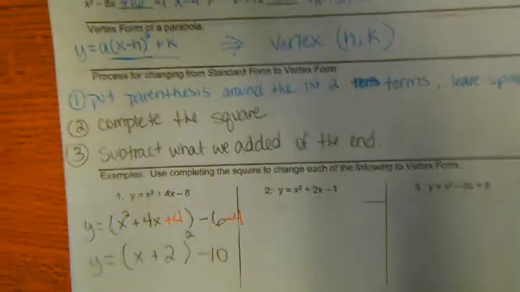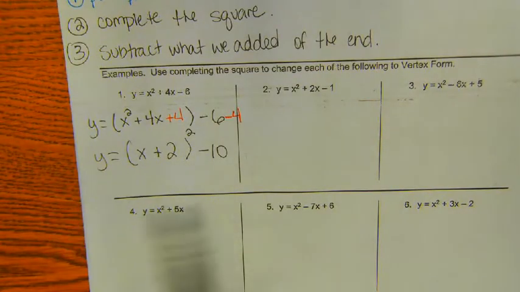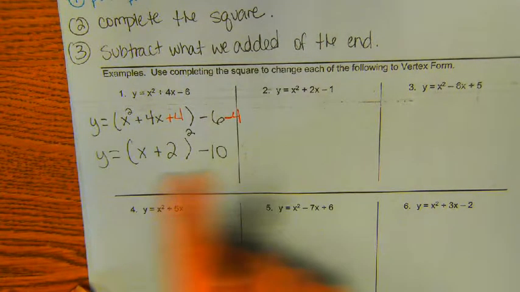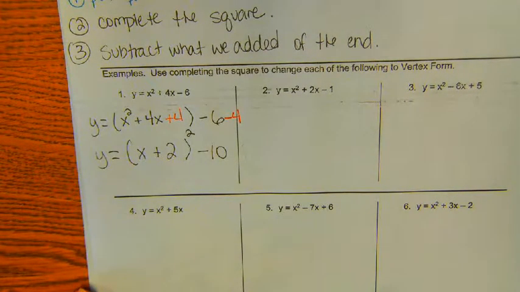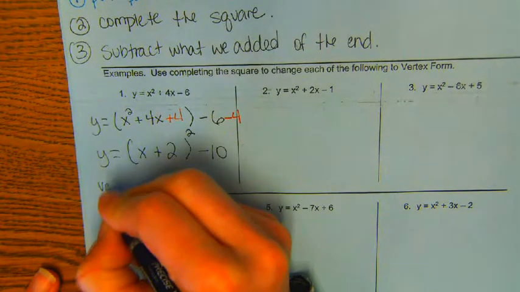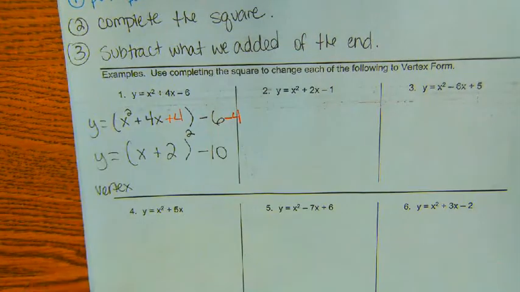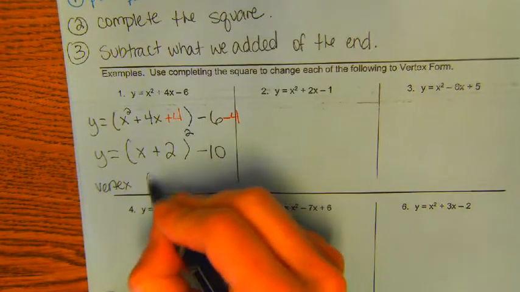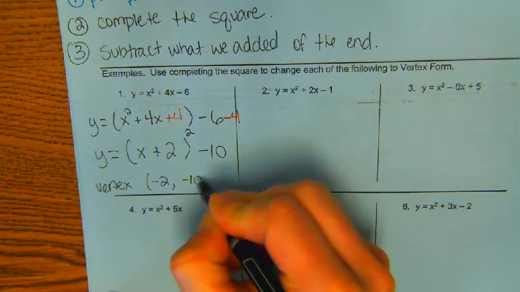Okay. Now, isn't this vertex form? What is the vertex of this, by the way? What, we just made it into vertex form. What is the vertex? Yep. Which one comes first? But it's not positive. It would be -2, -10.